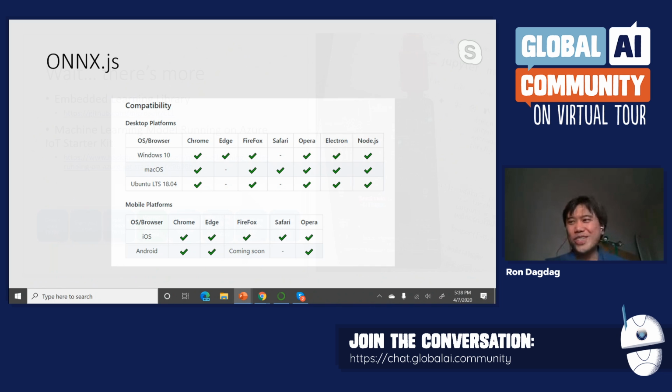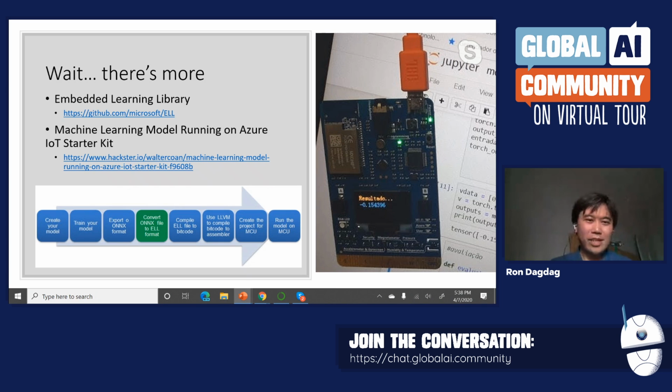But wait, there's more. There's also the embedded learning library you might want to look into. This one allows us to convert, once we can export it to an ONNX format, from the ONNX format, we can convert it to this embedded learning library that we can start using for devices that do not have a whole operating system like Linux or Mac. This one would run on MCUs or the controllers.